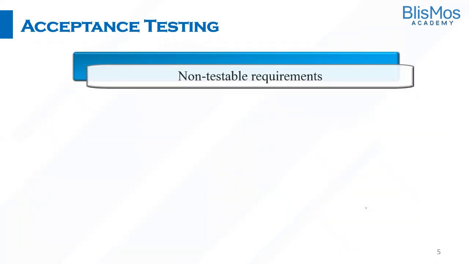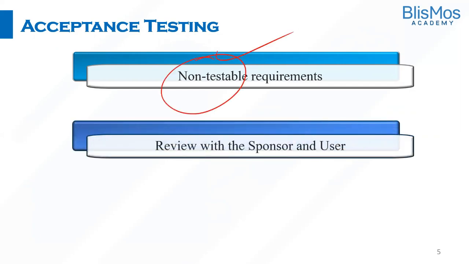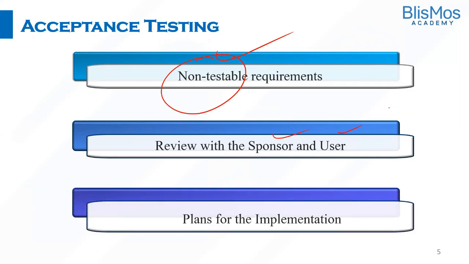It is not always possible to test all the requirements. They're also called as non-testable requirements. In that case, what the testing team will do is review those non-testable requirements with the sponsor and user and take a sign off from them. Post that, you also ensure that there is a plan for the implementation. That's it about the acceptance testing. Thank you.